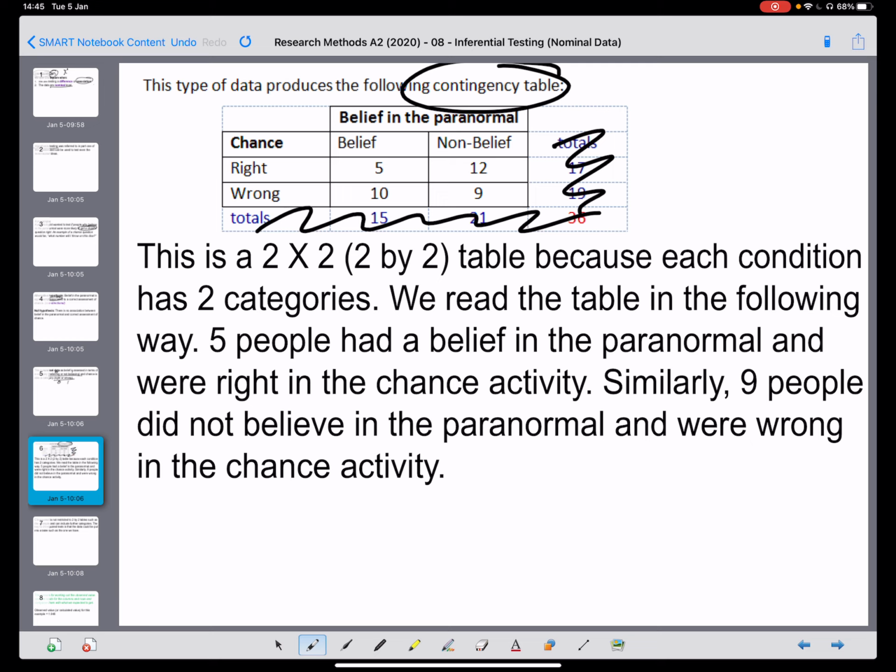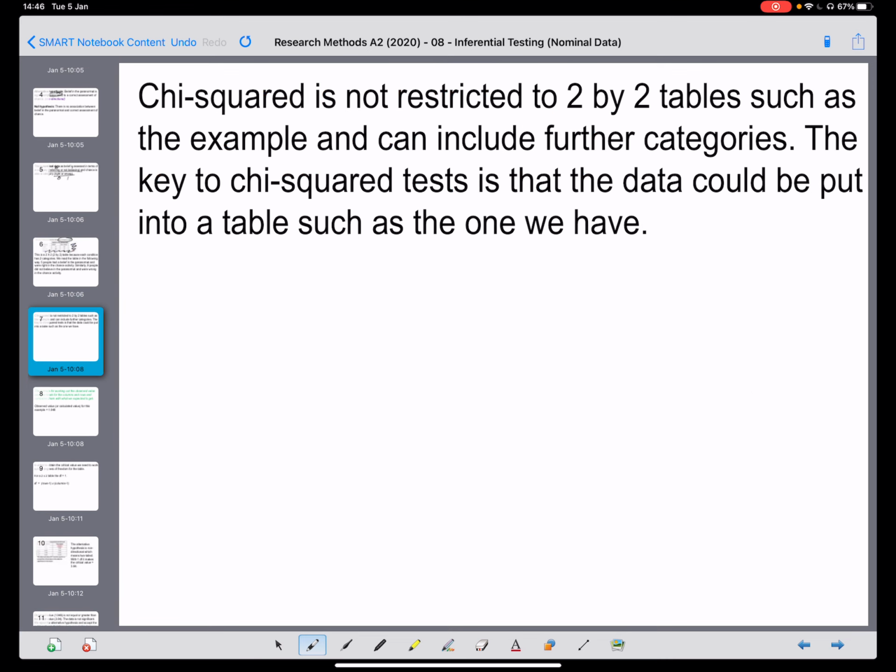So we have belief and non-belief, so there's 2 categories there, and right and wrong. So this ends up being a 2-by-2 table. Okay, and I suppose what we can read from this is that, for example, 10 people had a belief in the paranormal and got the chance activity wrong.